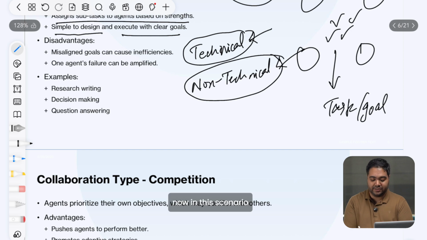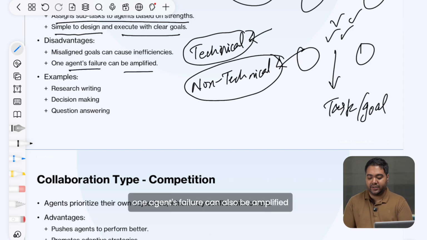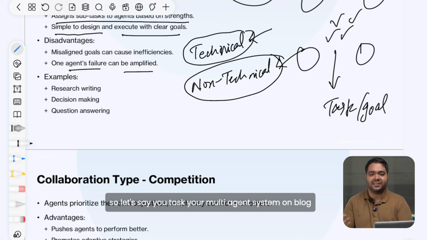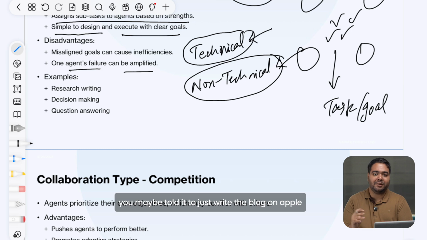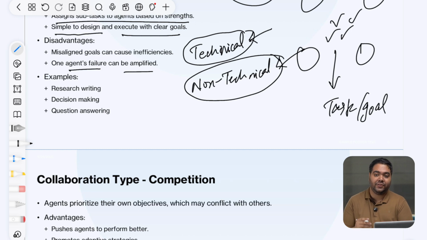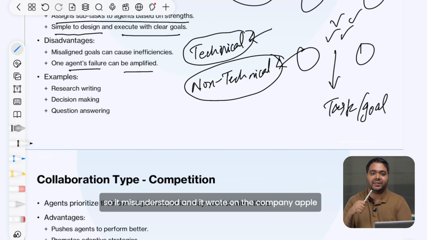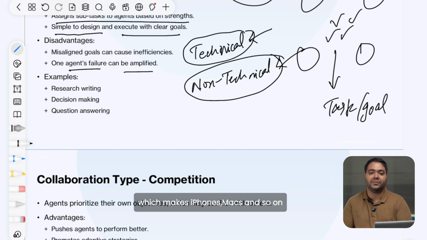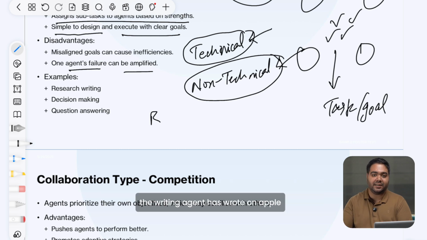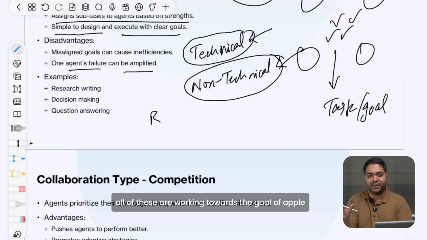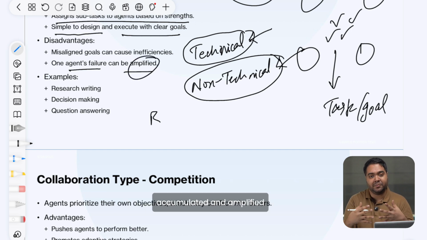Now, in this scenario, one agent's failure can also be amplified. So let's say you task your multi-agent system on blog writing to write a blog about apples, but instead you maybe told it to just write the blog on Apple. So it misunderstood and wrote on the company Apple, which makes iPhones, Macs, and so on. Since the research agent has researched Apple, the writing agent has written on Apple, and the reviewer agent and editor agent are all working towards the goal of Apple, but that's not what your original goal was, right? So in this manner, the individual failures can be accumulated and amplified.